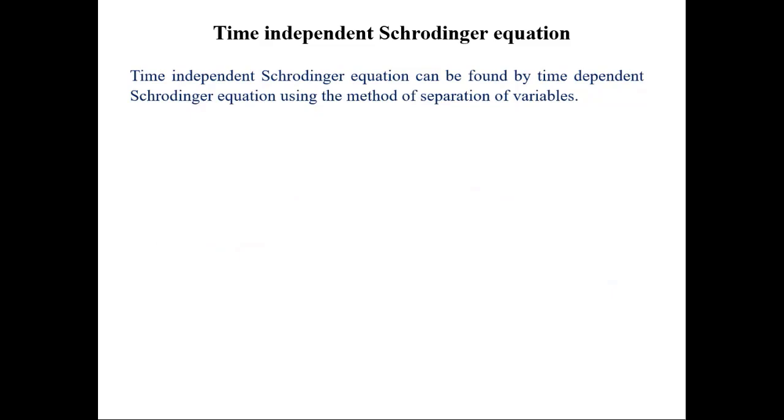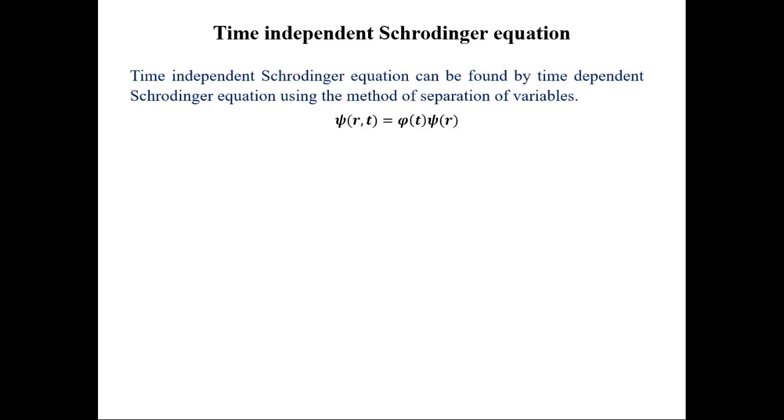Time-independent Schrödinger equation can also be found from time-dependent Schrödinger equation, and for this we shall use the method of separation of variables. It means if there are two variables, we can separate them out. Like the wave function is the function of the position and time both. If we can separate this whole mathematical function into a product of two functions which are the functions of position only and time only, then we can omit the time dependence from the Schrödinger equation.